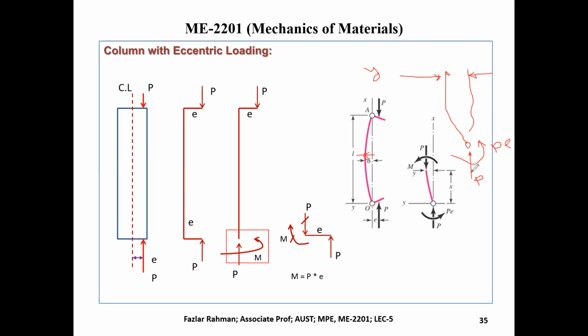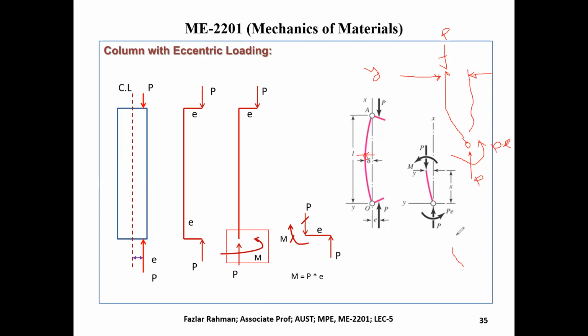And you see this P working upward. So obviously there will be one more P working downward, right? So is this balanced? Anyone? No, sir. It is not balanced, right? Because if you forget about the P into E, still there will be a moment.